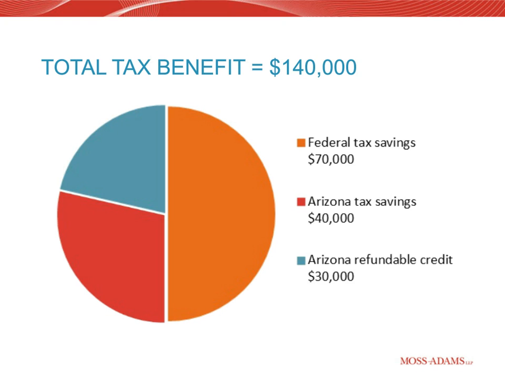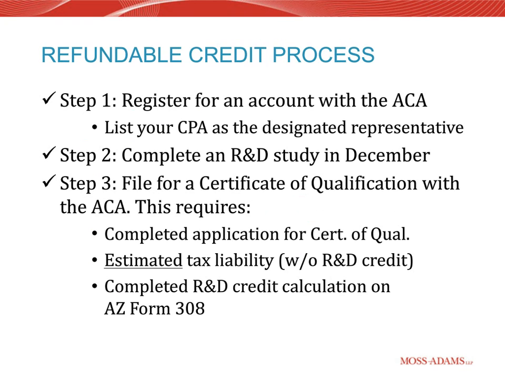So if you're successfully approved, you'll get what's called a certificate of qualification from the ACA. And this will state the maximum amount that you're allowed to be refunded. And then when it comes time to file your tax return, you will include that certificate with it, and ultimately get a refund when your tax refund comes.